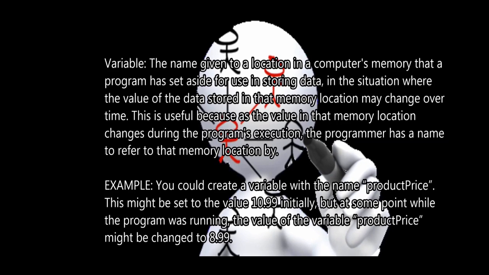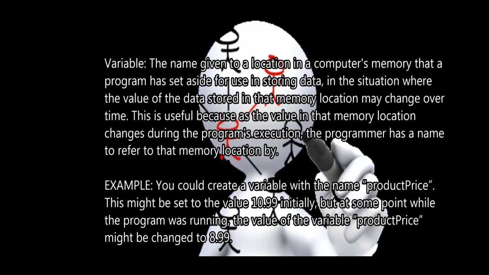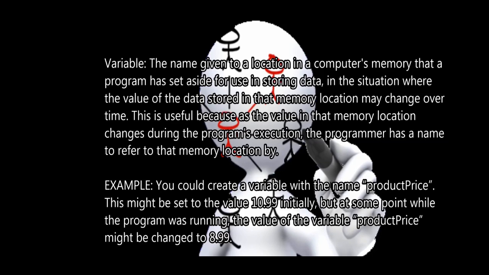Example, you could create a variable with the name product price. This might be set to the value $10.99 initially, but at some point while the program is running, the value of the variable product price might be changed to $8.99.